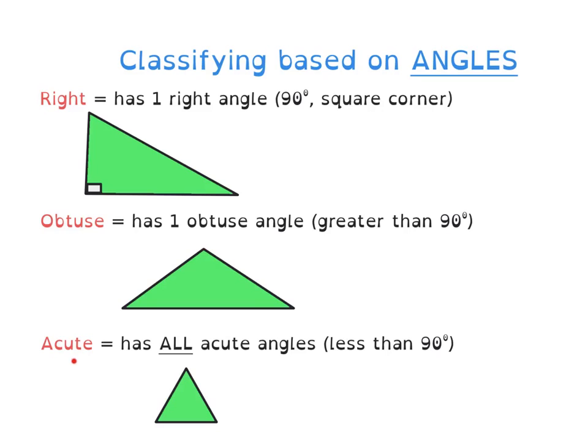Now, acute triangles are probably the hardest to remember for 5th graders because acute triangles have to have all angles acute. Acute meaning less than 90 degrees. So it doesn't matter if a triangle has one acute angle or two acute angles. That doesn't make it an acute triangle. Acute triangles must have all three angles acute to be an acute triangle. So this triangle is acute because all three angles are less than 90 degrees.